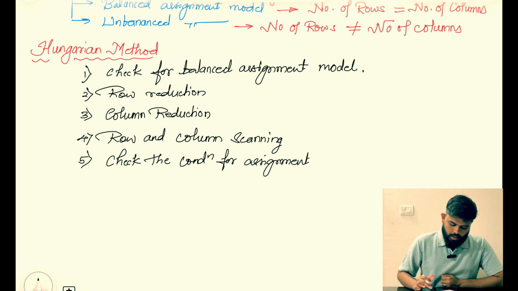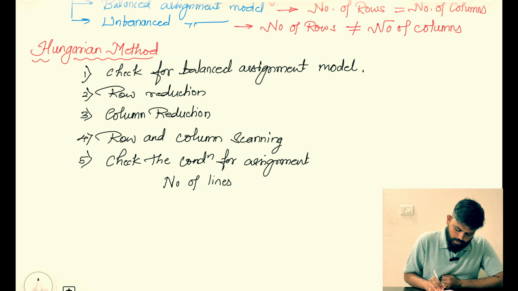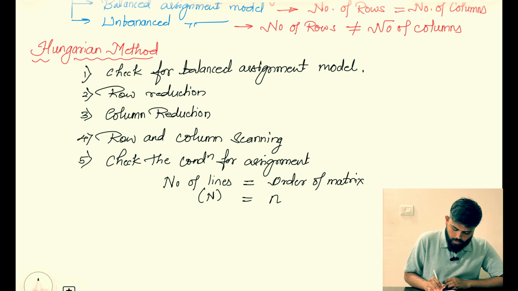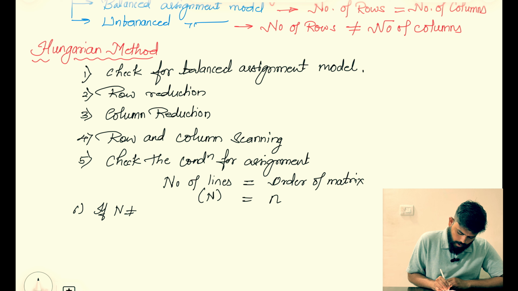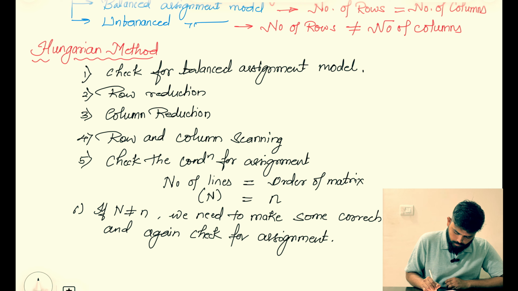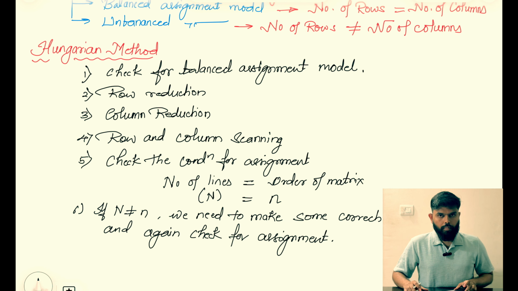So the condition of assignment is that the assignment can be done only if the number of lines is equal to the order of matrix. Now what exactly is the number of lines? We will understand it with the help of numericals. But if the number of lines capital N is equal to the order of matrix, we can go for assignment. If not, if capital N is not equal to small n, we need to make some correction and again check for assignment. So this is all about the Hungarian method or Hungarian approach.